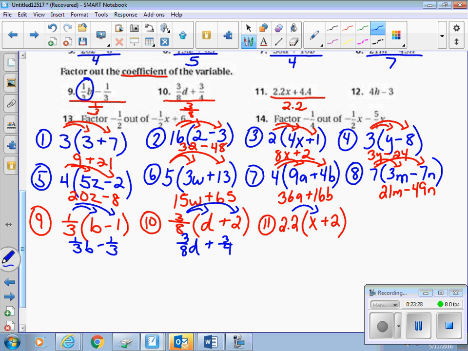Multiplying to check. 2 2/10 times x would be 2 2/10 x. 2 2/10 times positive 2 would be a positive 4 4/10.